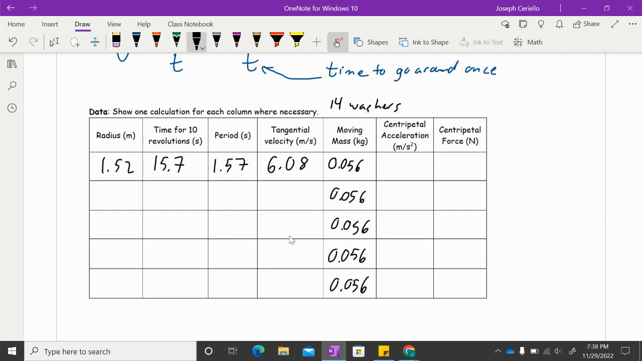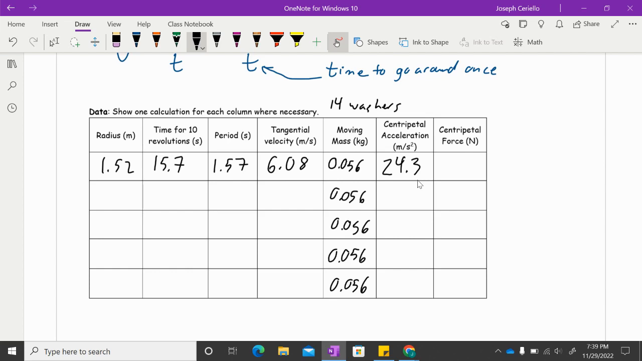Then you would use our centripetal acceleration formula, v squared over r, to get that. So 6.08 squared divided by 1.52. I get 24.34. I don't really care how many significant digits, not too many, not too few. Now to get the centripetal force, you could either do mv squared over r or just multiply your centripetal acceleration by the mass, which is what I'm going to do here.